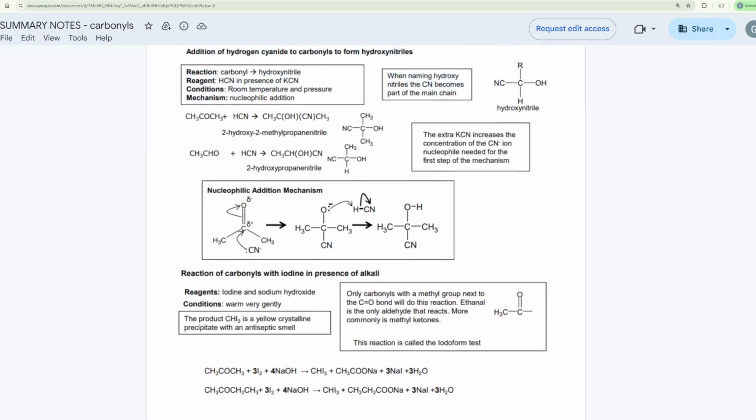Okay. Addition of hydrogen cyanide to carbonyls forms hydroxynitriles. Not super familiar with this. Carbonyl to hydroxynitrile: HCN in the presence of KCN, room temperature and pressure, mechanism nucleophilic addition. When naming hydroxynitriles, the CN becomes part of the main chain. So, interesting. 2-hydroxy-2-methylpropanenitrile, 2-hydroxypropanenitrile.